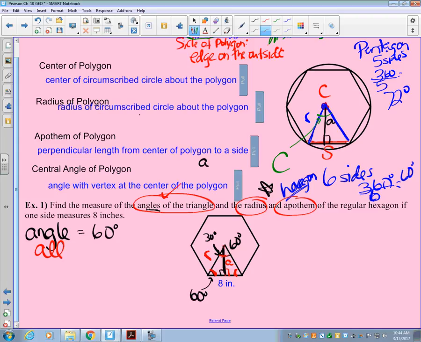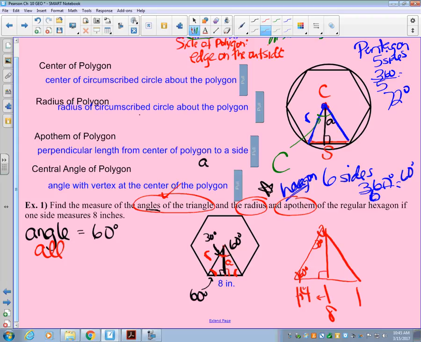So now we've got to find the radius. If this is a 30, 60, 90 triangle, two of them from here to here is 8. What is the base of just our 30, 60, 90 triangle? 4. Okay. So 4 is the short side.